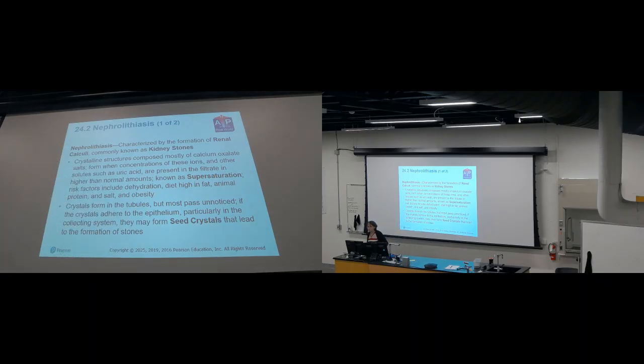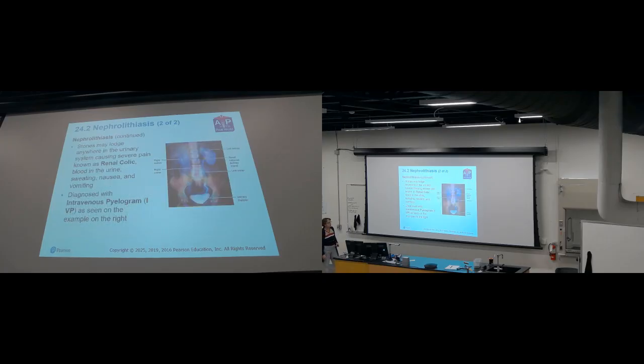Problems with the kidneys, you can have formation of calculi or kidney stones. This can happen because you have supersaturation of ions in the urine, like when someone is dehydrating, when they have a diet that is high in fat, animal protein, and salt, and obesity. Crystals form in the tubules, and most pass unnoticed. However, when these crystals adhere to the epithelium, they form what are called seed crystals that lead to the formation of stones. And they can damage the kidneys.